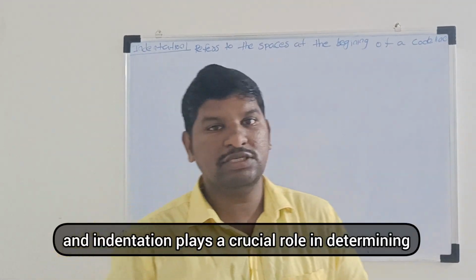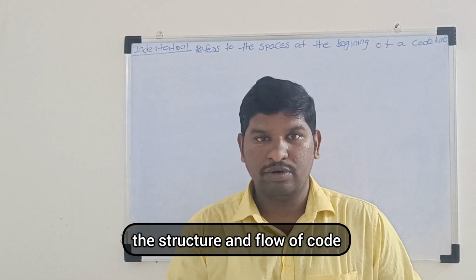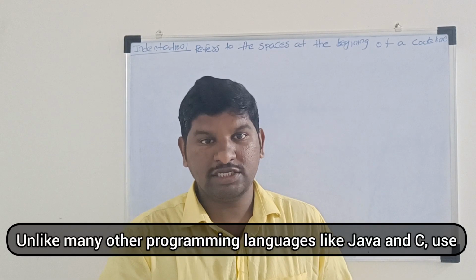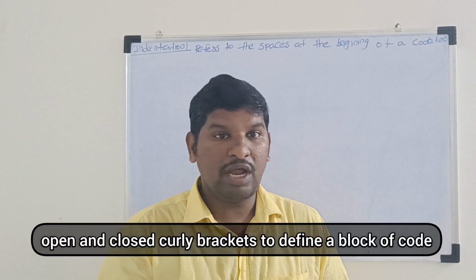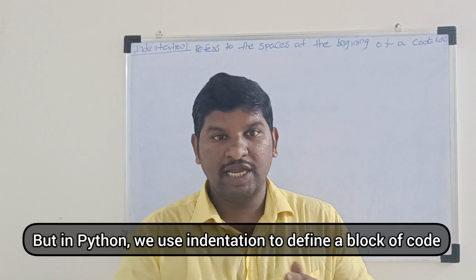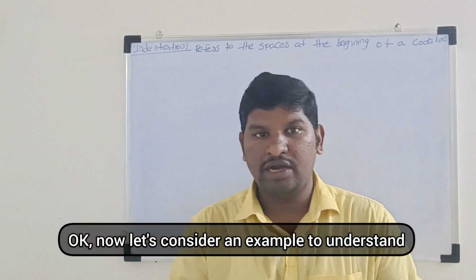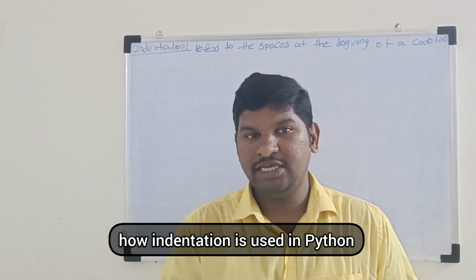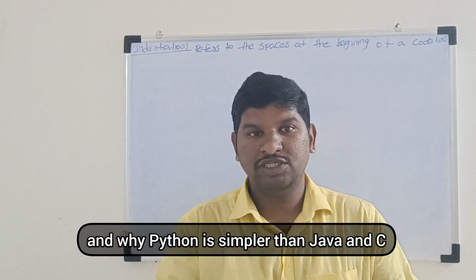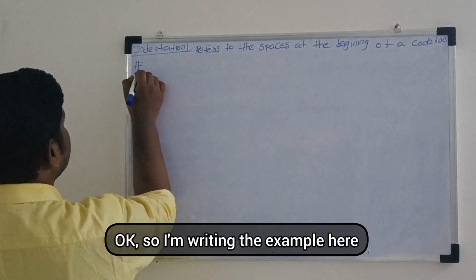And indentation plays a crucial role in determining the structure and the flow of code. Unlike many other programming languages like Java and C, which use open and closed curly brackets to define a block of code, in Python we use indentation to define a block of code. Now let's consider an example to understand how indentation is used in Python and why Python is simpler than Java and C. Okay, so I'm writing the example here.